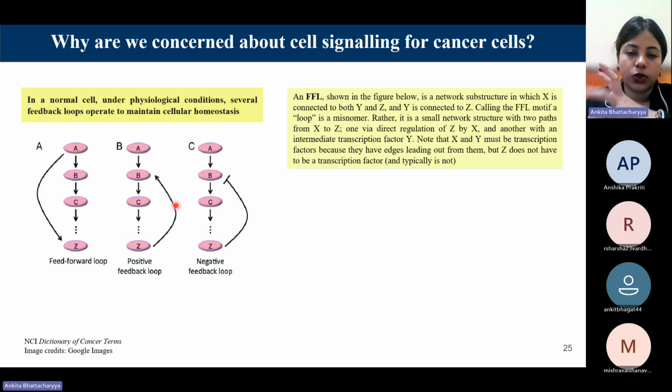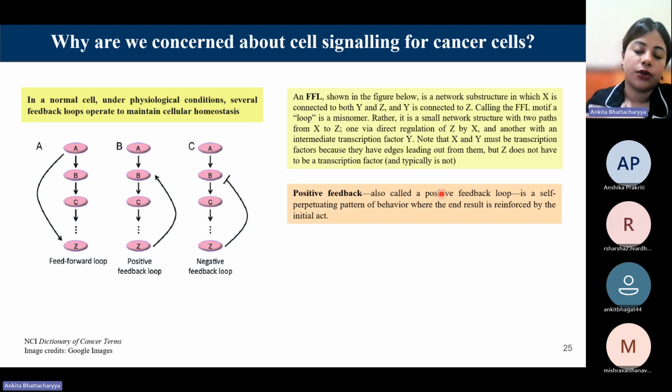A similar sort of process can be seen with positive feedback loops as well. So positive feedback, as you can understand by the name itself, here I've shown the most common definition of this particular terminology. Positive feedback basically is a self-perpetuating pattern of behavior where the end result is reinforced by the initial act. So it's a loop.